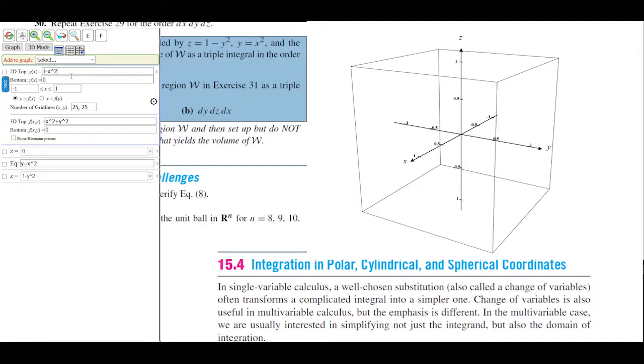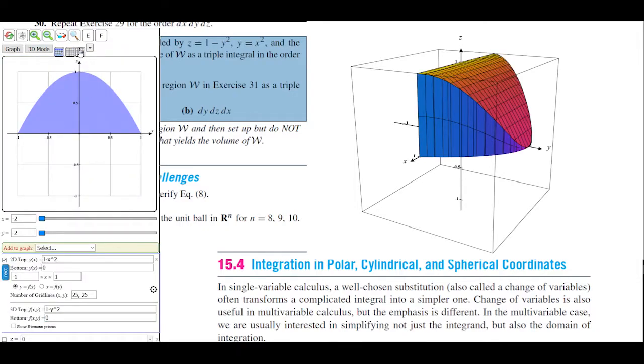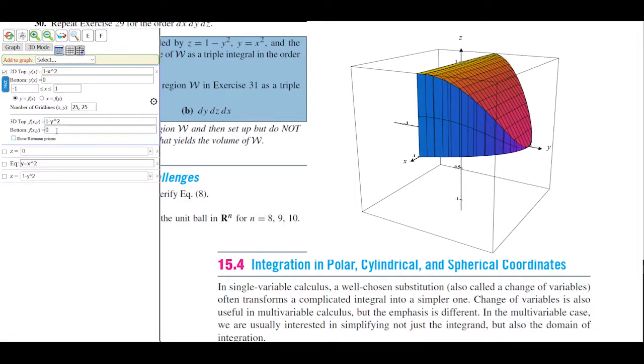So what we saw in 3D was that the top was the surface z equals 1 minus y squared. That was the top. The bottom was z equals 0, right here. And then the thing is, we want to know what the shadow is in the xy plane.